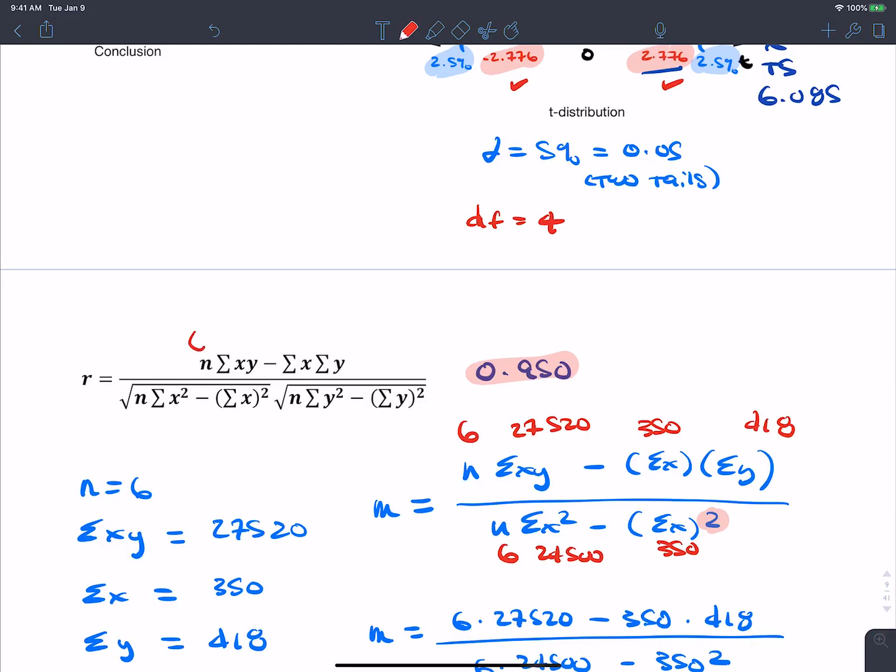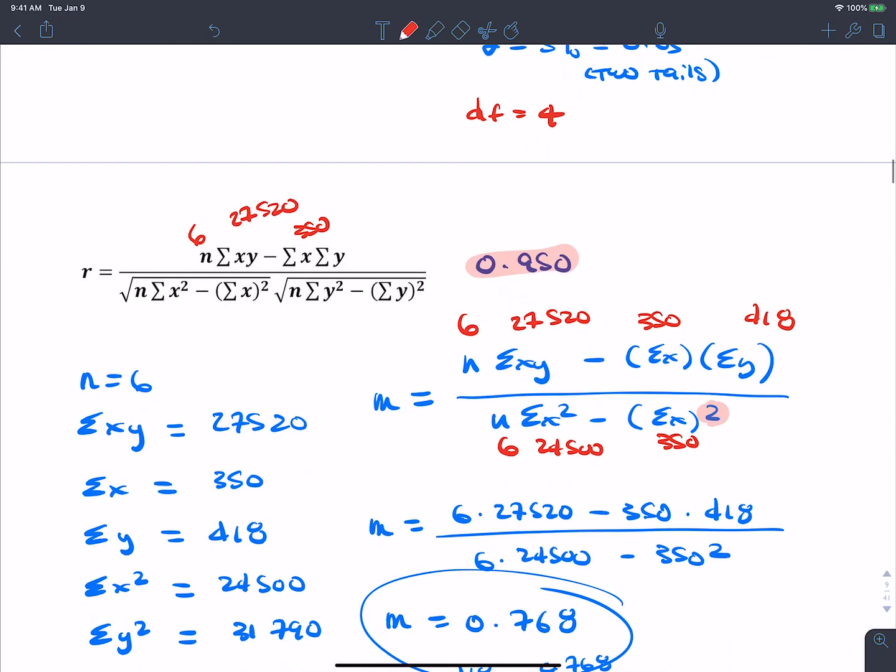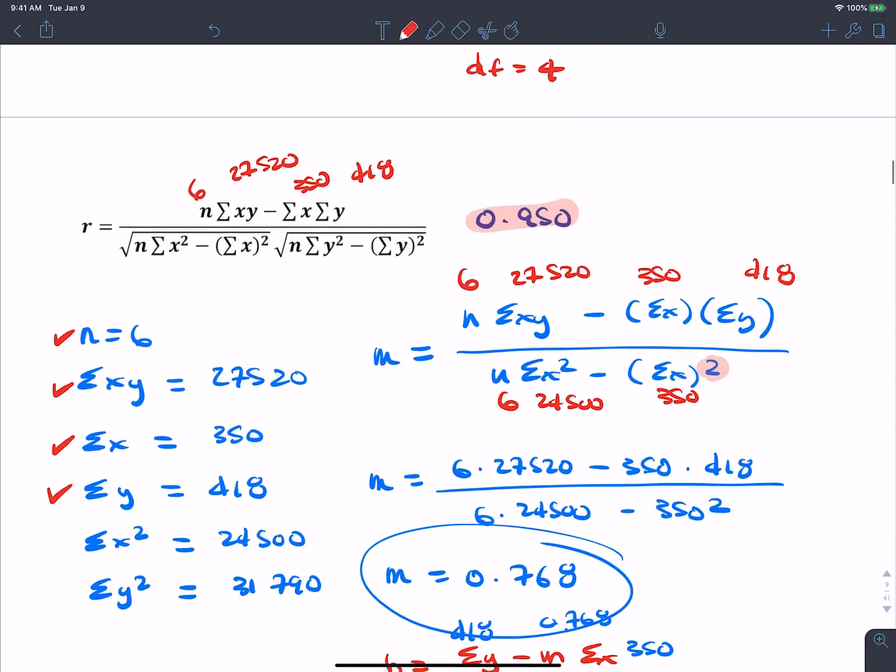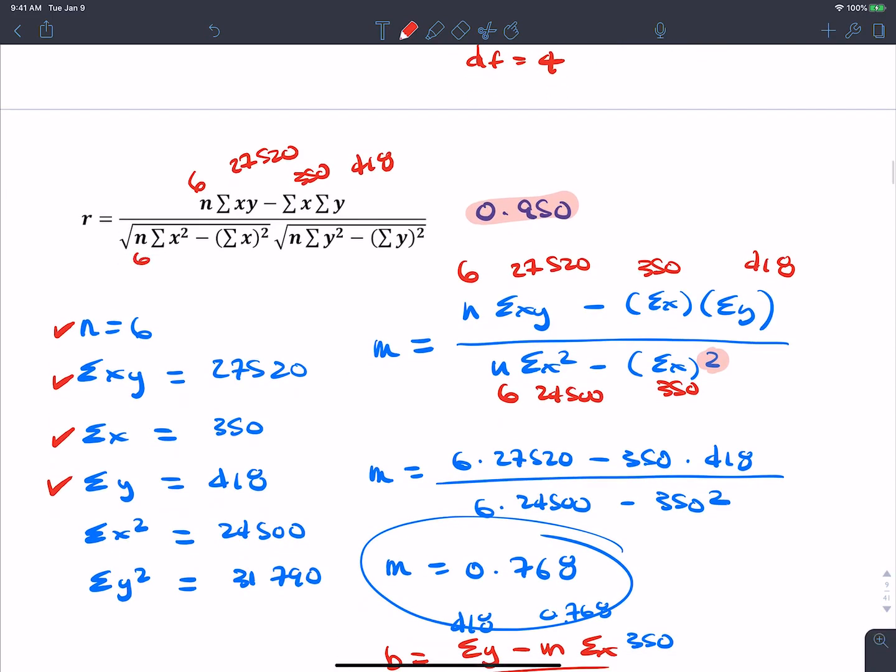So, here n is 6 from last week. Sum xy was 27,520. Sum x here is 350. I'm looking at my data values here. See, n is 6, sum xy, sum x. Now sum y is 418. You okay with that? And then down here we have 6 again. And then we have sum x squared. This was 24,500.